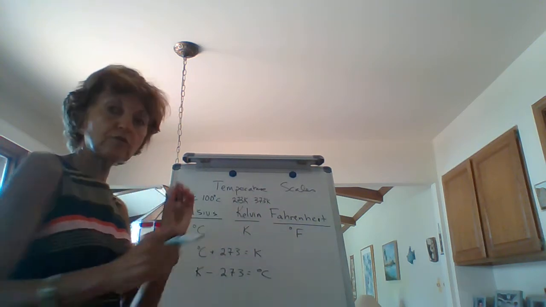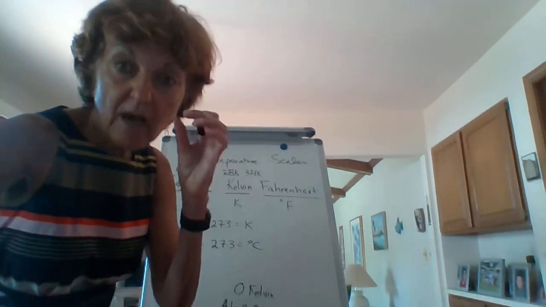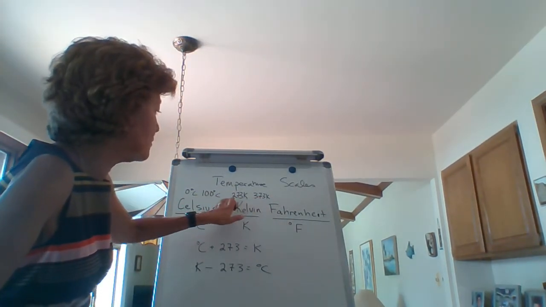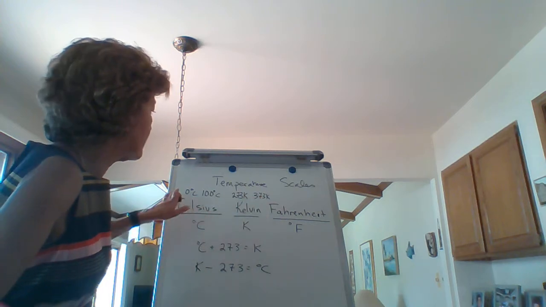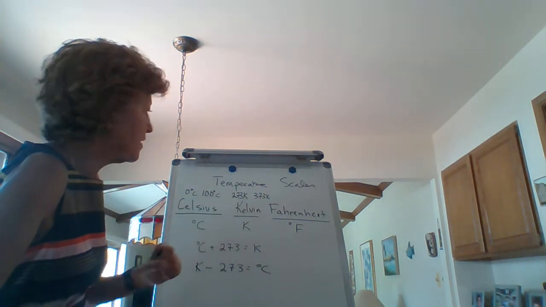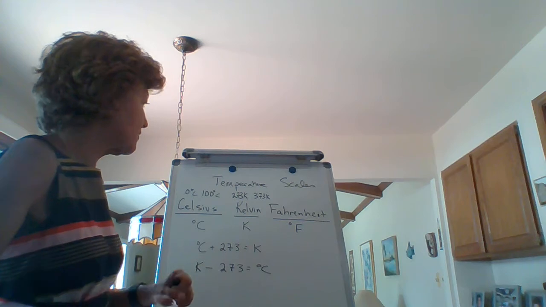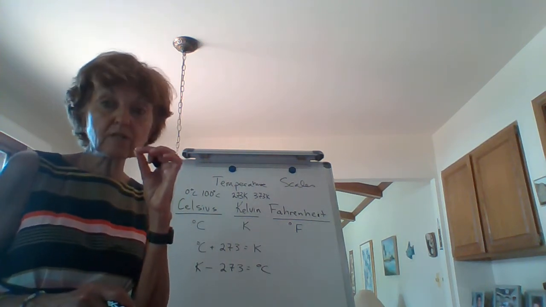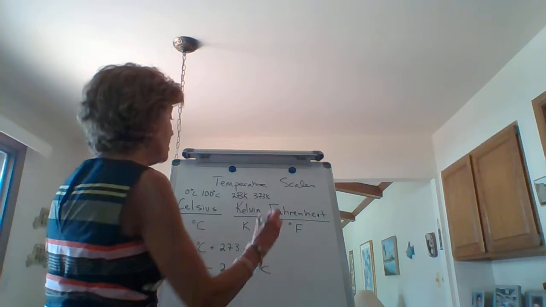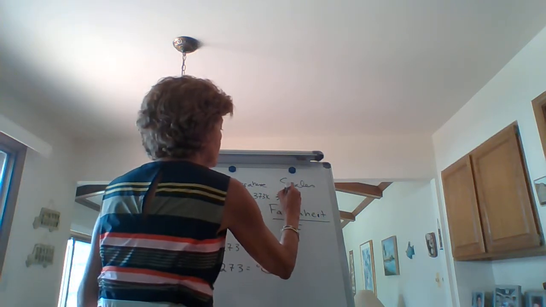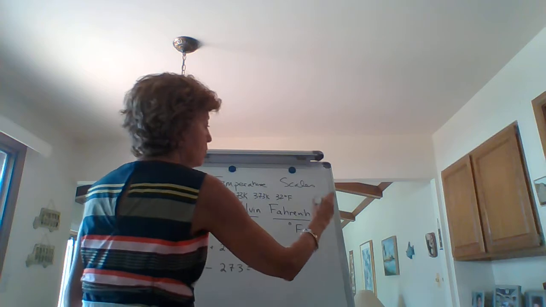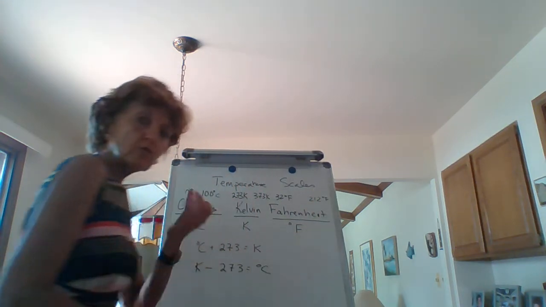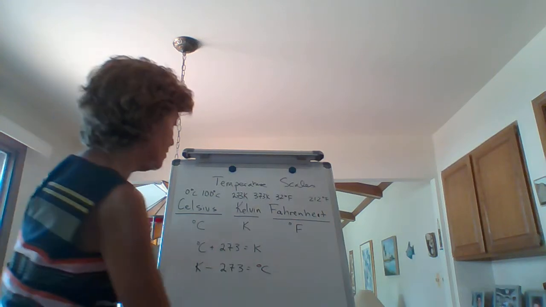See, remember how I told you that the size of a degree is the same. You can see that it's just 100 degrees between freezing and boiling of water, 100 degrees between freezing and boiling of water in both scales. Now the Fahrenheit size of the degree is a little smaller because water will freeze at 32 degrees Fahrenheit and it will boil at 212 degrees Fahrenheit. So the size of the degree is a little smaller.